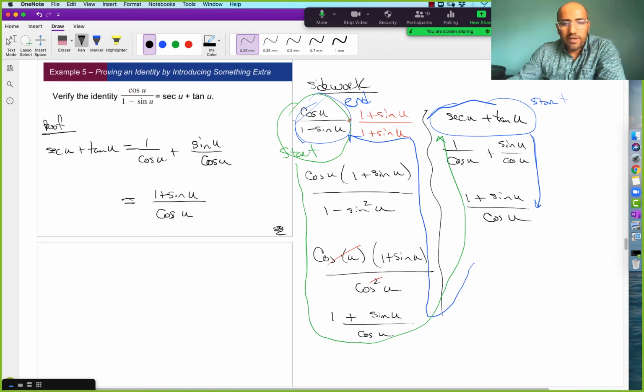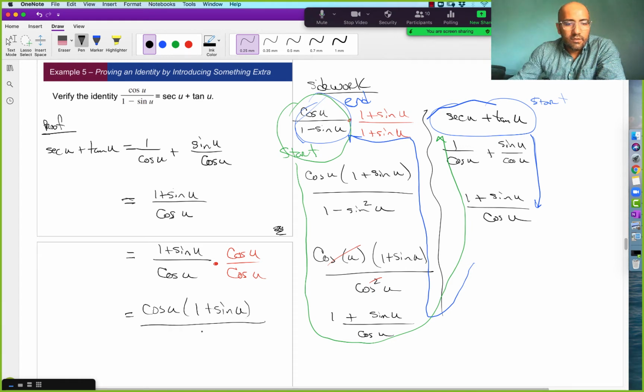Good. Next, I want to introduce this thing. Looks like I want to multiply numerator and denominator by cosine of u to get this. So next I want to say that this is equal to 1 plus sine of u over cosine of u. And then let's multiply this thing by cosine u over cosine u. Again, I'm following this guide backwards, and I know that I need cosine u times 1 plus sine u all over cosine squared u. So I'm at this stage. Now I know I need to do this. I need to rewrite it as 1 minus sine squared u.